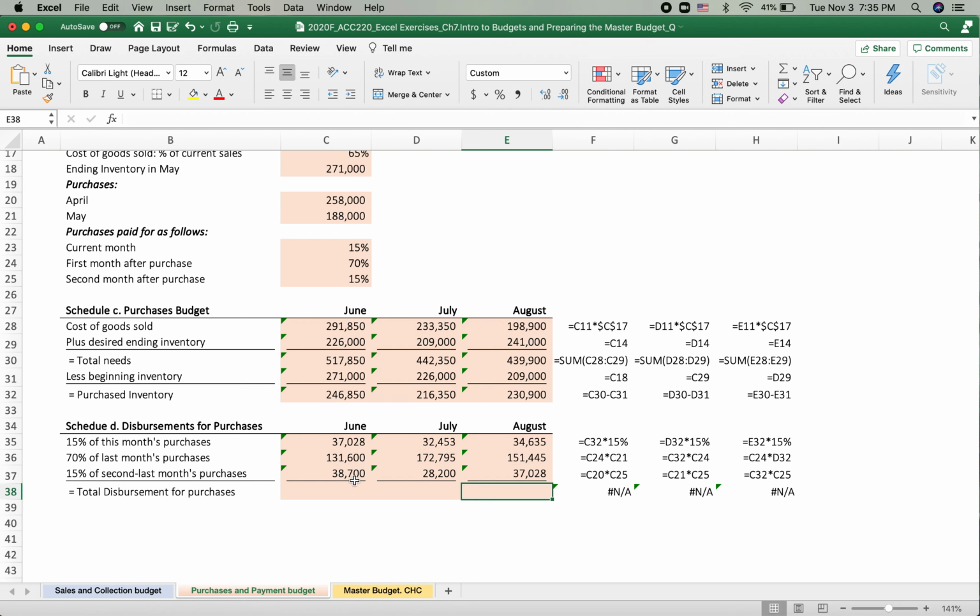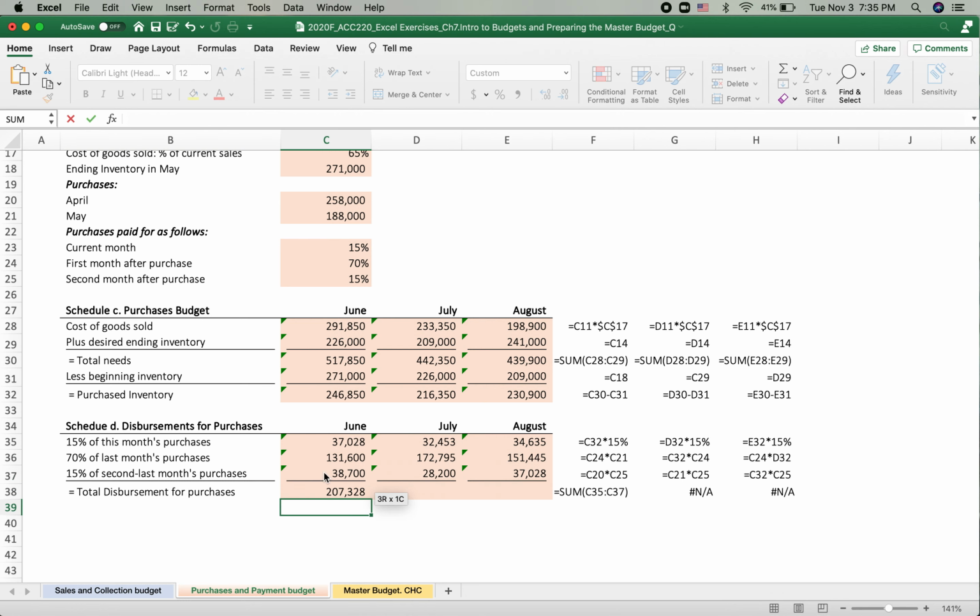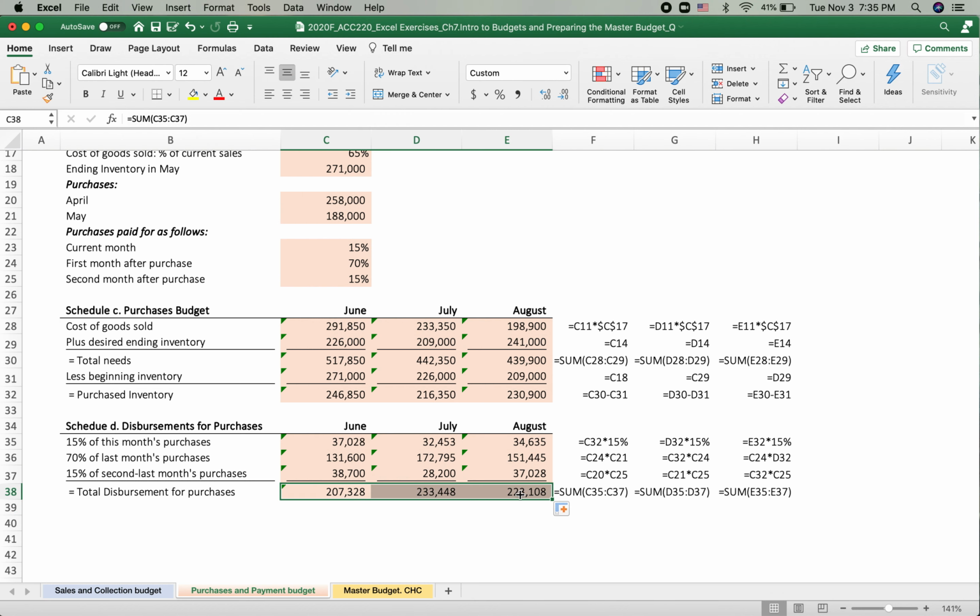Then we finish it. That is all the cash payments from this month, last month, and the second last month. Then we just sum up these 3. Then got it. So that's how we create a disbursement schedule for purchase. As you can see, the purchased amount of inventory is not the same as the disbursements for purchase. So we need to build up this cash disbursement schedule.